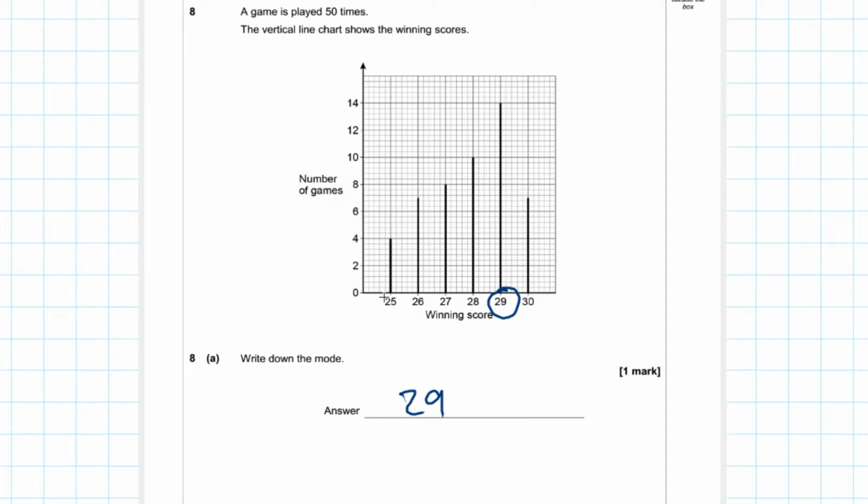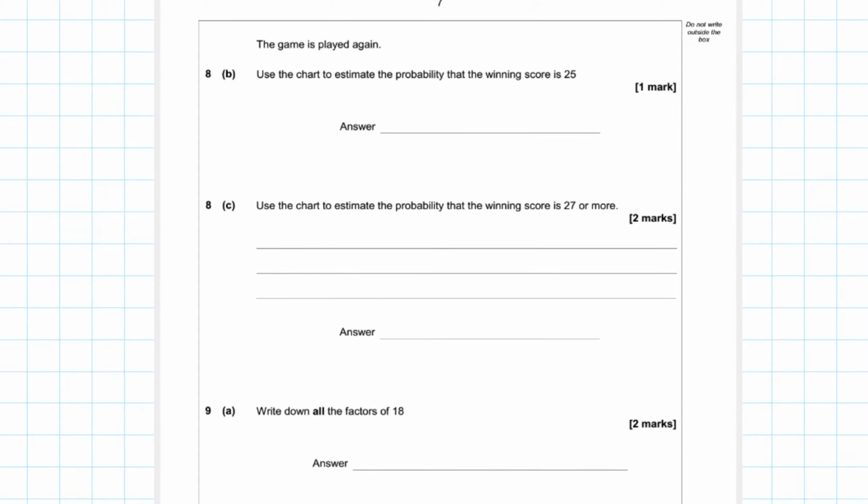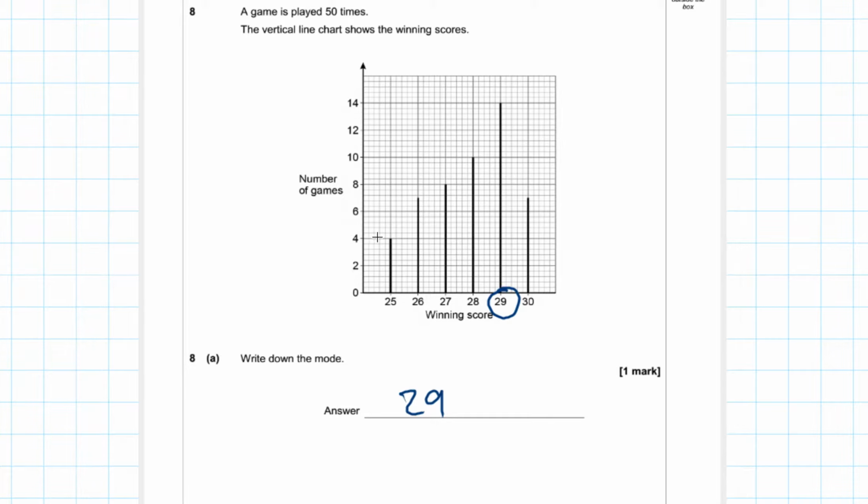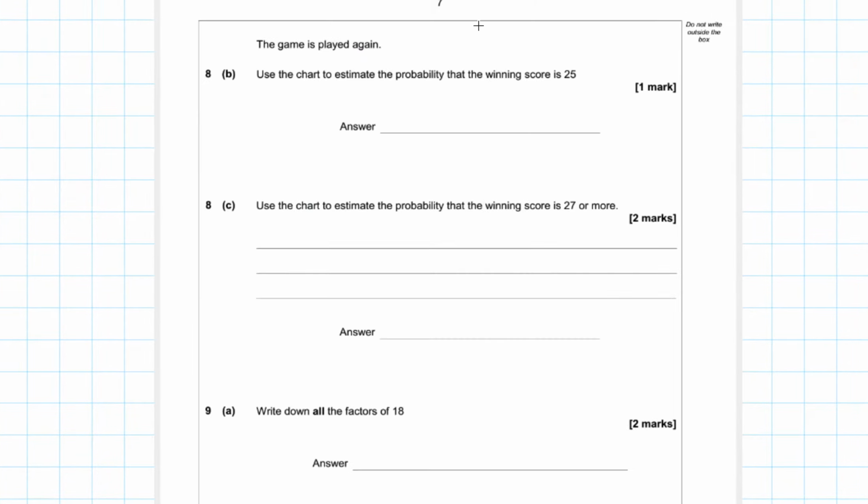Okay, so that is part A, and then part B, the game is played again. Use the chart to estimate the probability that the winning score is 25. So if we look at 25, we know that there's 50 times, so the probability of it being 25 is going to be 4 divided by the total number of games played, which is 4 over 50.